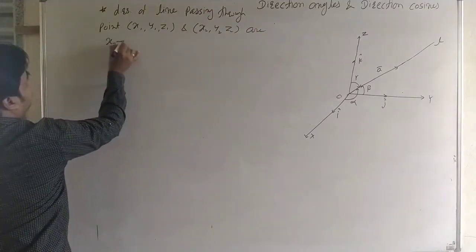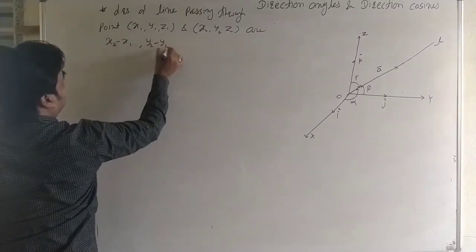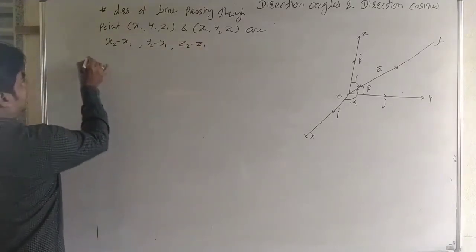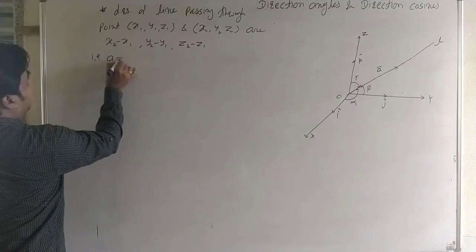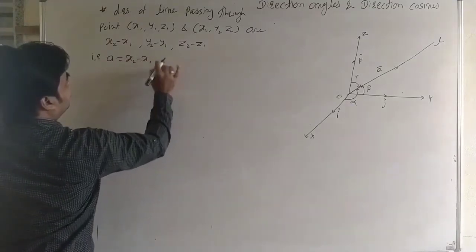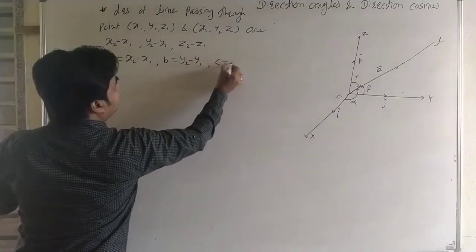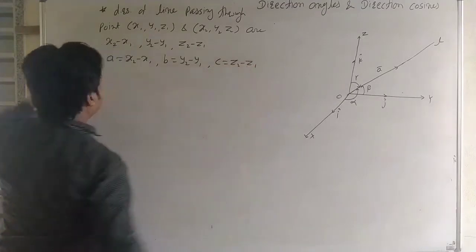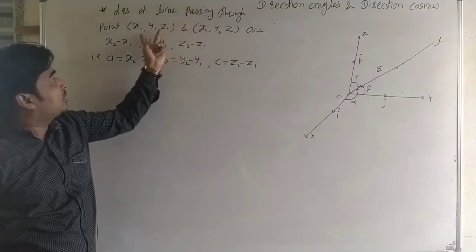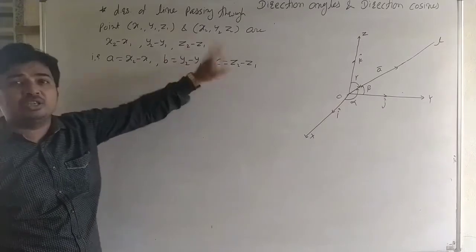Here x2 minus x1, y2 minus y1 and z2 minus z1 are the direction ratios. That is, A is equal to x2 minus x1, B is equal to y2 minus y1 and C is equal to z2 minus z1. When a line passes through two points x1, y1, z1 and x2, y2, z2, the direction ratios are x2 minus x1, y2 minus y1 and z2 minus z1.